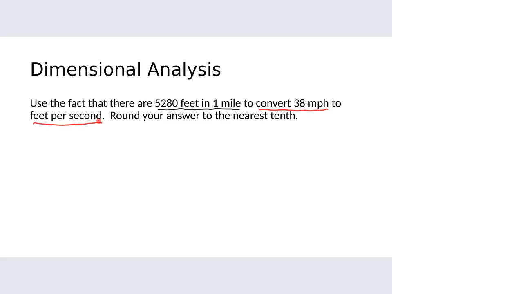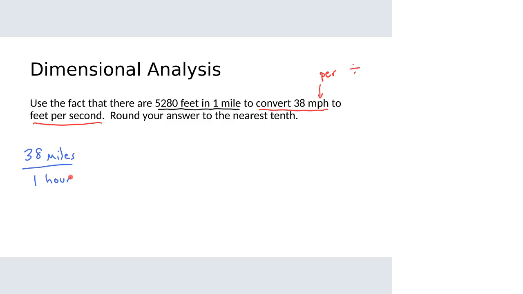Now, what's new and different about this one is that "per" in there. It's 38 miles per hour. Per is an indicator of division. And so this 38 miles per hour that I'm starting with, the 38 miles goes on top and the 1 hour goes on the bottom. So we're actually starting with a fraction that has a top and a bottom. We didn't have that before.